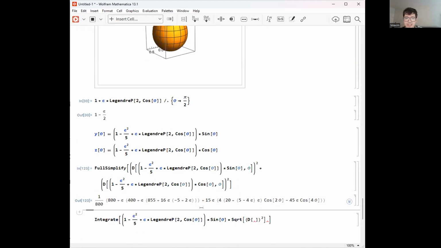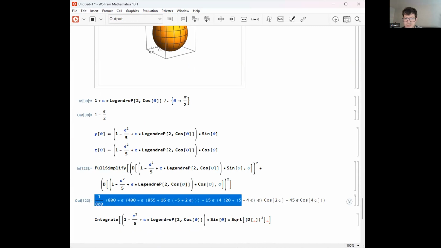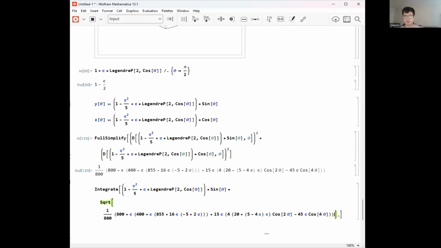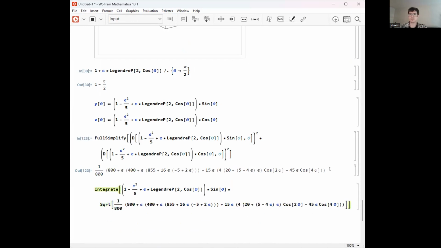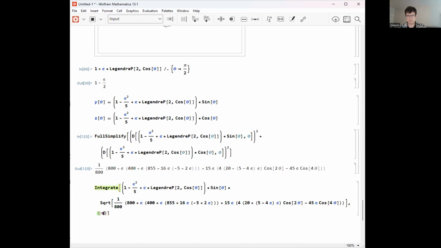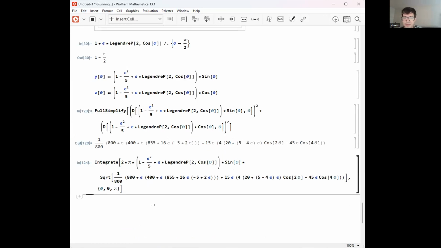So okay, I got some complicated thing, and that has to do with just expanding these Legendre polynomials. But whatever it is, it's dy d theta squared plus dz d theta squared, and we know we have to stick all of this inside a square root. So let's do that. And then we integrate theta, oh, we forgot the 2 pi from the circumference part. So it's 2 pi, and theta goes from 0 to pi. Now, of course, it won't be able to do this. It'll be unhappy because of this complicated square root.